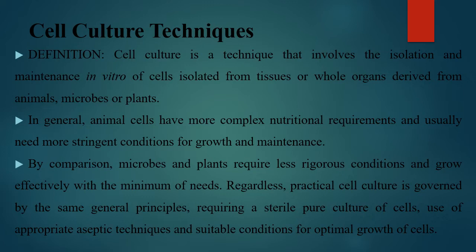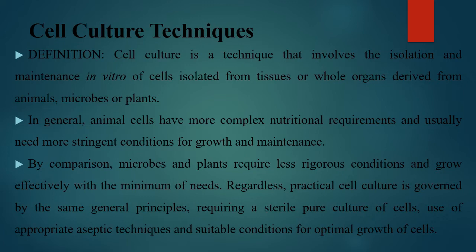culture of cells. Now, animal cells have more complex nutritional requirements and keeping them is difficult. So you need stringent conditions for their growth and maintenance. By comparison, microbes and plants require less rigorous conditions and grow effectively with a minimum of needs. Regardless, practical cell culture is governed by the same general principles, requiring a sterile, pure culture of cells, use of appropriate aseptic techniques, and suitable conditions for optimal growth.